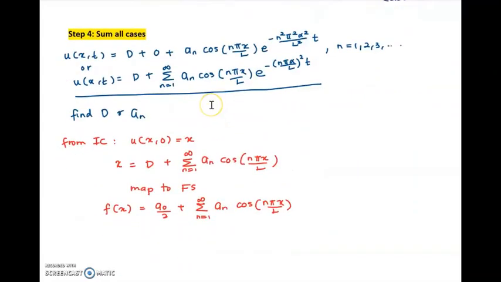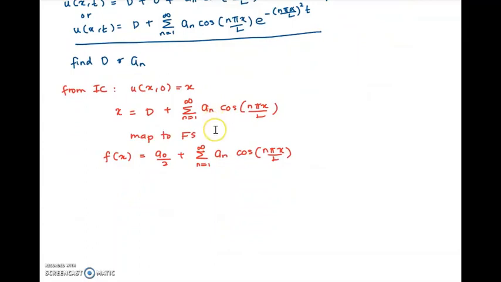Okay, and that is the notation that we use in the Fourier series. By mapping what we have, D is mapped to the a naught over 2 and An is mapped to the An. This is also the same thing, cos n pi x over L. So if L is given to you as 2, for example, then the capital L is straight away 2.